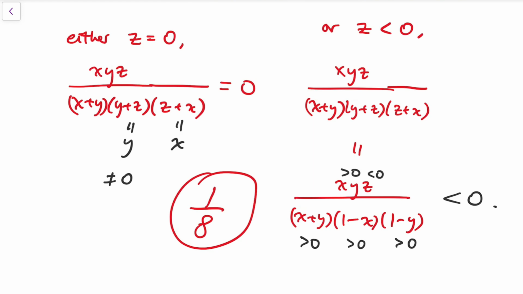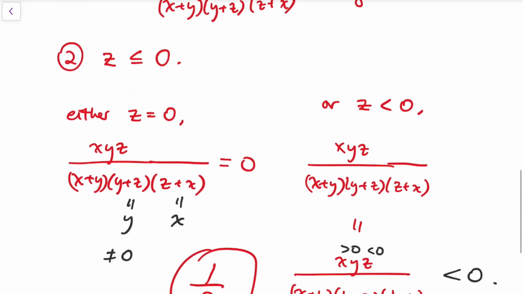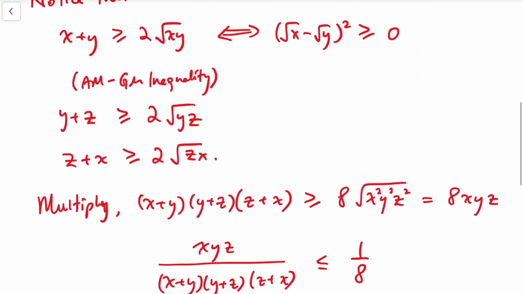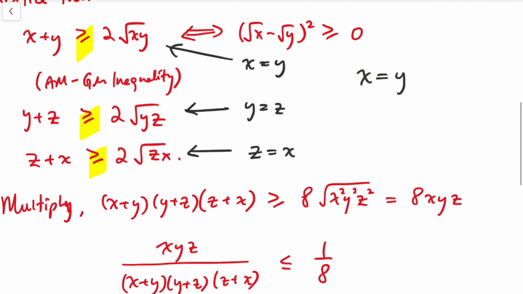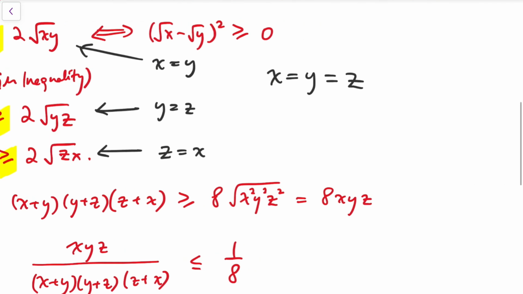Just one more question. Now we know that 1/8 is the maximum value. So when will we attain this maximum value? The answer is we will attain that when we have equality to happen on all of these three inequalities. And we know that this can only happen, say, for the first inequality when x equals y, for the second inequality when y equals z, and for the third inequality when z equals x. So altogether, that means we need x equals y equals z.